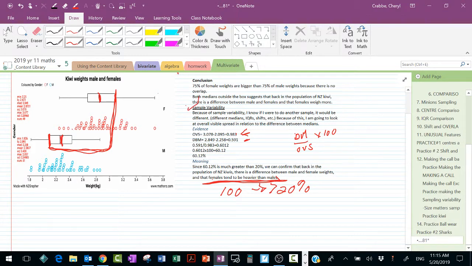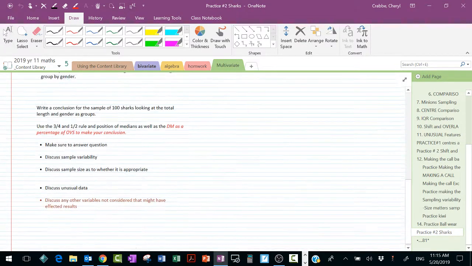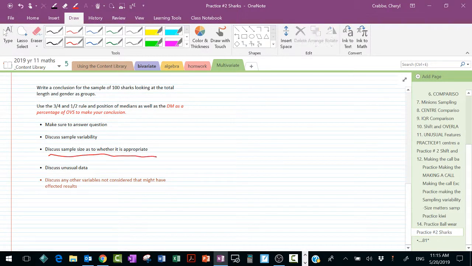We've talked about sample variability. Now, the other thing that you might want to bring into your conversation at excellence level is things like sample size and the appropriateness of it. If there was anything unusual in the data, you might even discuss any other variabilities not considered that might have affected our results in talking about our Kiwis. You could talk about age and age of the birds, and you might want to take a sample where you have a fairly consistent age, like adults as opposed to juveniles and so on, so that you can get a better comparison. Or there's a number of things that you can talk about.